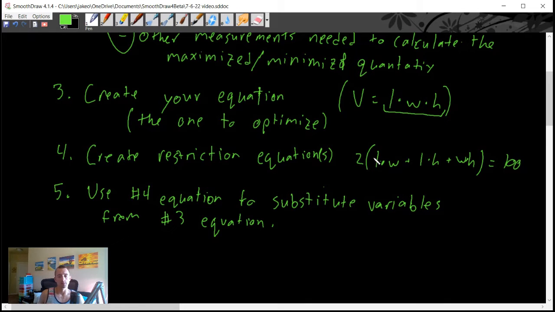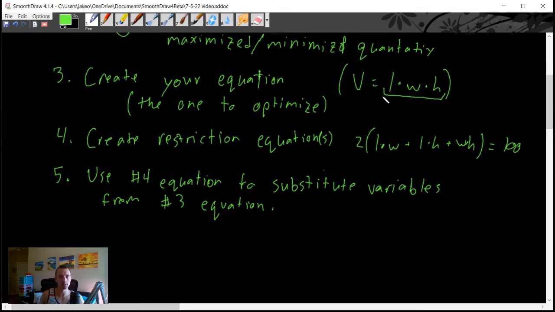Okay, so we're going to take these equations and solve for some of the variables and plug them into the equation you get from step 3. So the goal here is to reduce this equation down to a single variable equation. So we need a single variable equation.